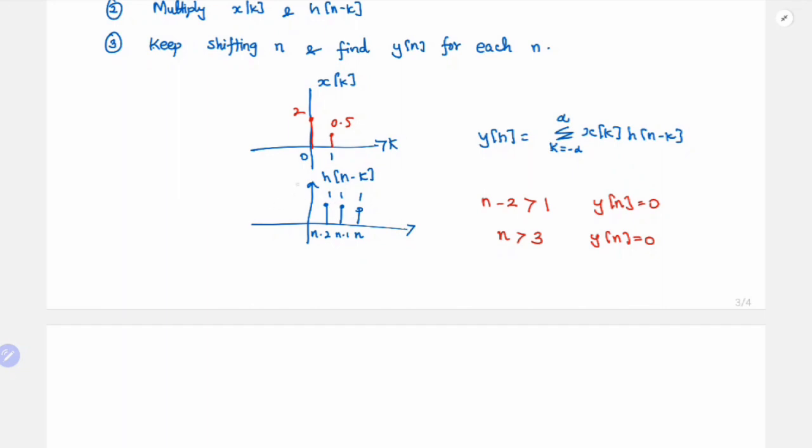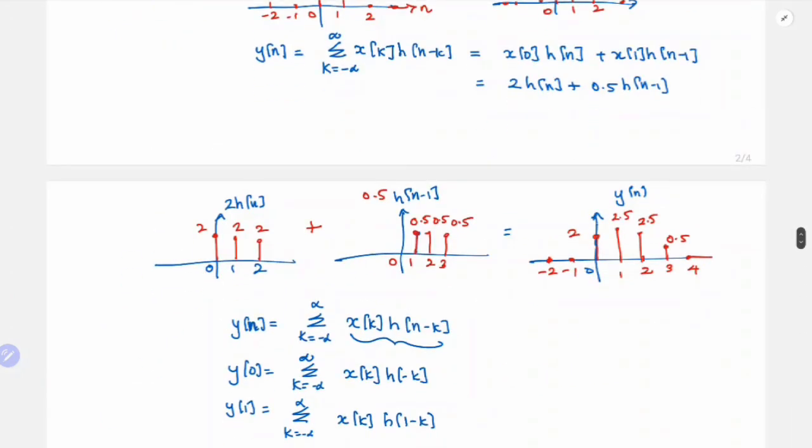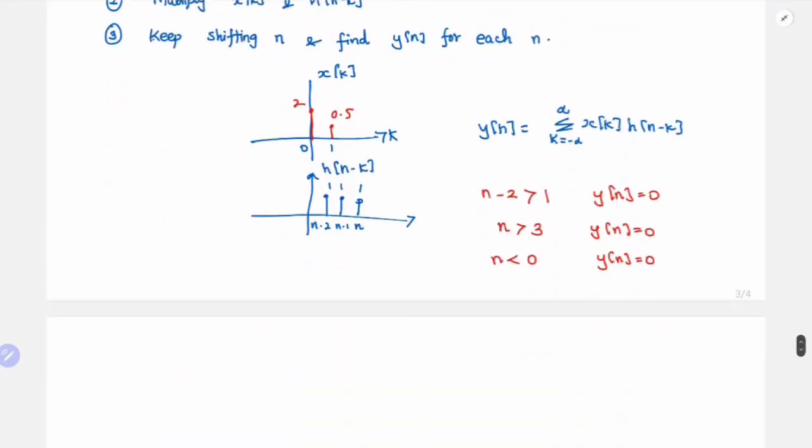Yes. So then, again, when we shift it to the left side, right? When n is negative, what happens? For n less than 0, correct? Again, my y of n is going to be equal to 0 because there is going to be no overlap between these two signals. Again, you can check this from here. For n less than 0, it is again going to be 0.